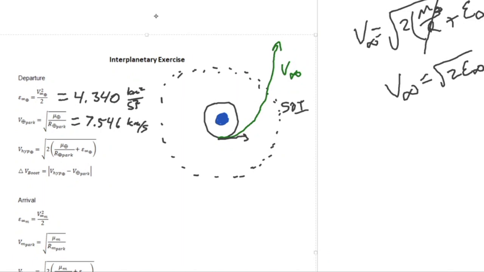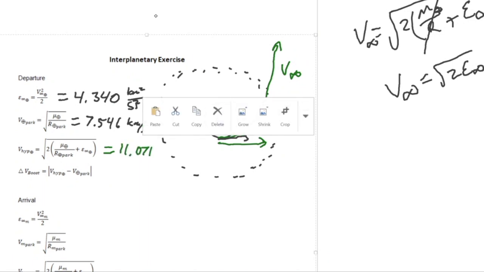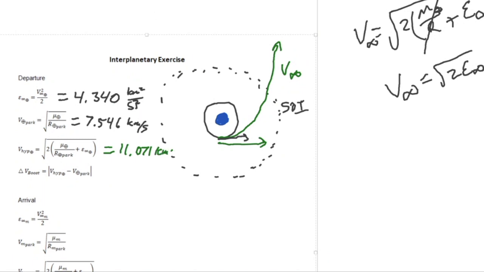Now, let's see what velocity we need to achieve to get all the way out on this hyperbolic orbit at that same point. So we'll use our velocity equation. In this case, we'll use the energy at infinity that we just found. We'll use mu of the Earth and our radius of our parking orbit, since that's where we're going to be departing from. And we find that the velocity we need to be traveling on is 11.071 kilometers per second. That's screaming fast.